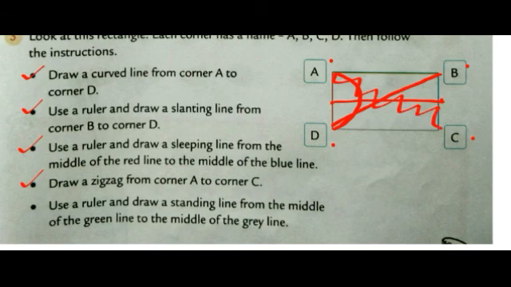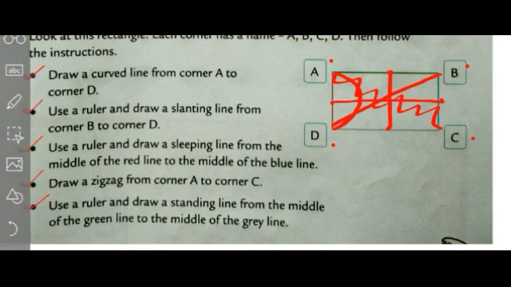Now see the last point. Use a ruler and draw a standing line from the middle of the green line to the middle of the gray line. That means from here to here, we have to draw a standing line. This way. Done? Okay. So this is the way how you can read the instructions and then you have to complete what is being asked.